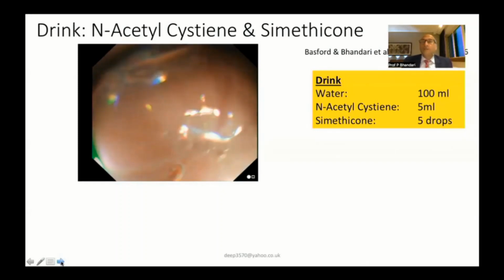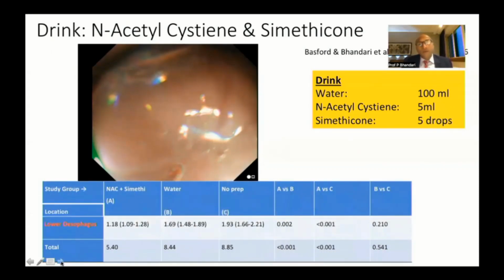So in Portsmouth, we routinely use a drink with 100 ml of water, 5 ml of N-acetylcysteine, and a few drops of simethicone. We've done a randomized control trial where we've shown that in every part of the upper GI tract, lower esophagus, stomach, everywhere, the mucosal visibility increases if you use this drink. And there are a few other trials showing exactly the same. This is the standard for our practice, and I would suggest that everyone should be using it.